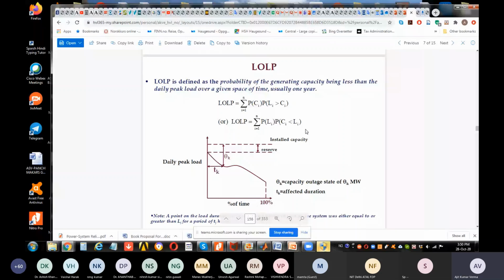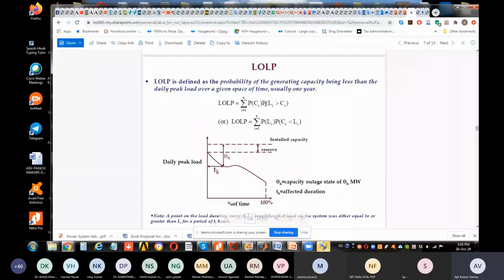LOLP is defined as the probability of generating capacity being less than the daily peak load over a given space of time. So you are generating some amount, and then there is a demand, a peak load. Whenever there is a peak load and the generating capacity falls short of it, that load will be lost. That's loss of load. What is the chance of losing load when there is a peak load? That means the load is greater than the capacity.